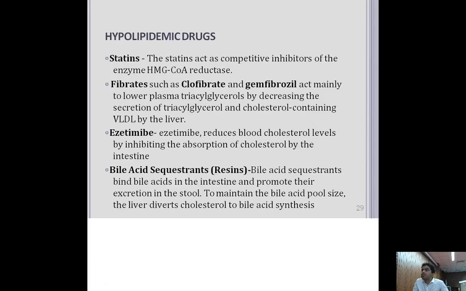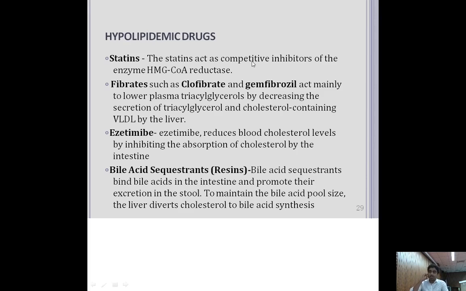Now, what are the drugs to reduce cholesterol level in the body, generally cholesterol or other lipids also? Those are known as hypolipidemic drugs. Most important and most commonly used is statin. I told you what statins are. It is a competitive inhibitor of the enzyme HMG coenzyme A reductase. You should know a few names of the statins also, like atorvastatin, rosuvastatin, lovastatin, all this.